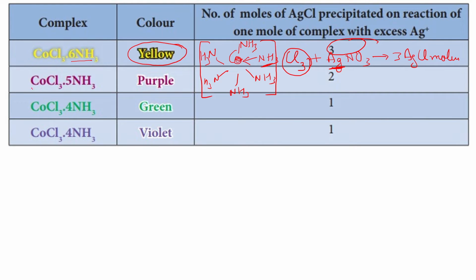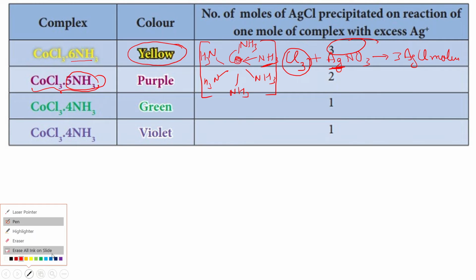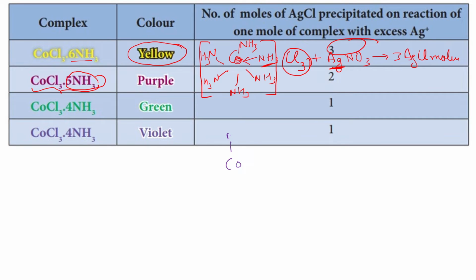Similarly, for the purple complex that contains five ammonia molecules and three chloride ions, let me change the pen. He observed that cobalt contained five ammonia molecules: one, two, three, four, five. So five are there. But in the previous video, I told you that these coordination compounds are either octahedral or tetrahedral, and these cobalt ammonia complexes are octahedral.